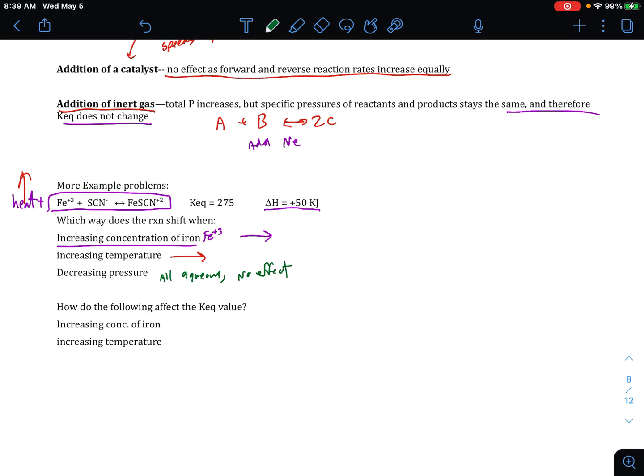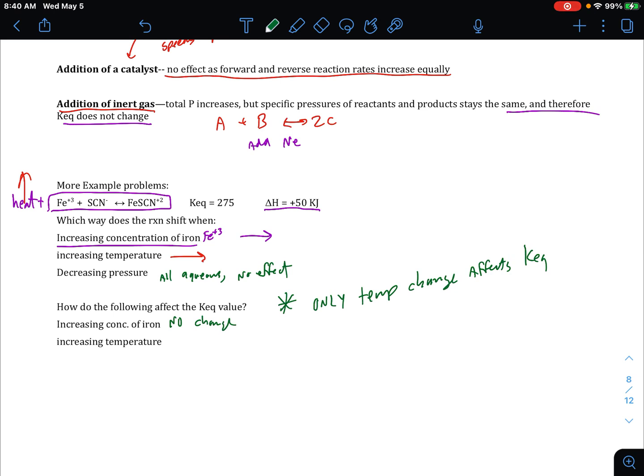So how do the following affect the KEQ value? By the way, we mentioned this earlier in the unit, but only temperature change affects KEQ. So if we increase the concentration of iron, what that means is this reaction is going to shift to the right, like we mentioned before, but it's not going to change KEQ.